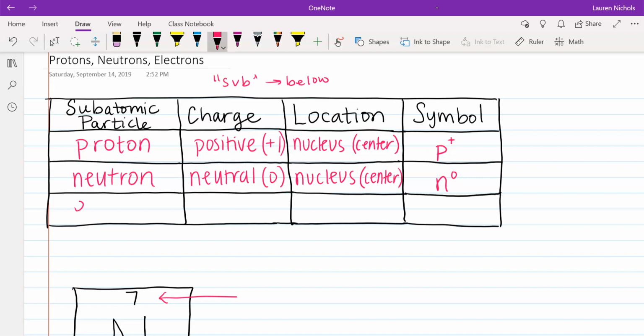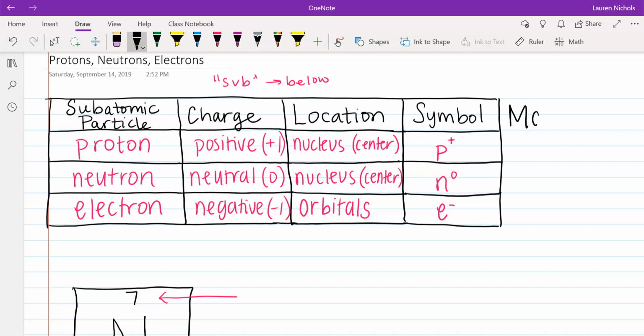The third and final one is the electron, and the electron has a negative charge, so we say it's -1. It's exactly opposite of a proton. Its location, depending on the model you're referring to, is either the electron cloud, or the orbits, or the orbitals, but because it is our most recent understanding, we say that the electrons are located in those orbitals. The symbol is a lowercase e with a minus sign, or negative sign, as its exponent.